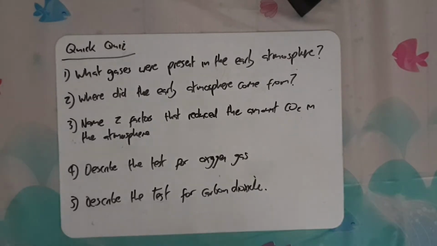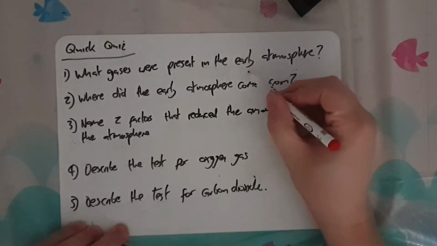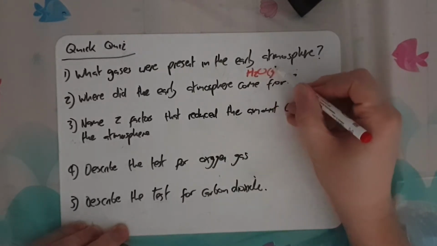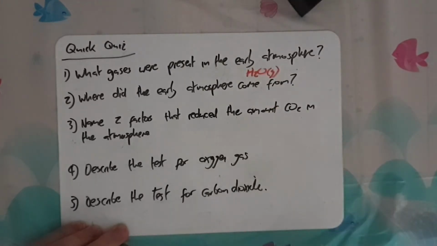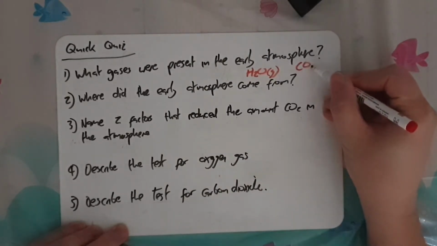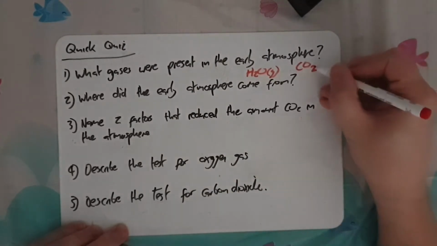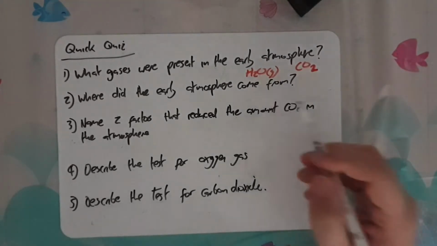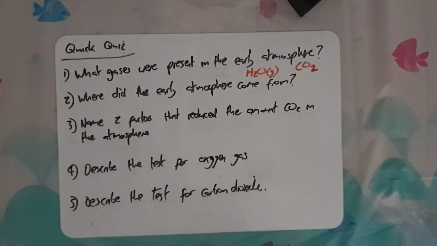Right, so what gases were present in the early atmosphere? So you got water vapour, so H2O gas, or you could write, it's probably safer to write water vapour, I just haven't got a lot of room. Carbon dioxide, CO2. So lots of water vapour, lots of carbon dioxide, no oxygen at all.